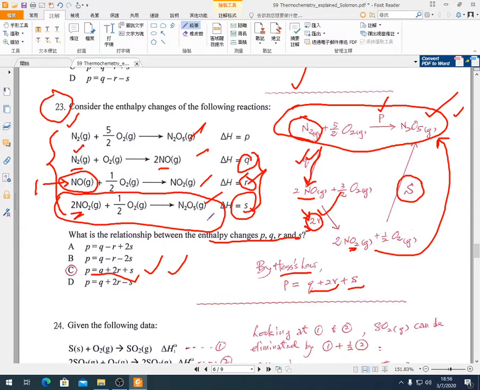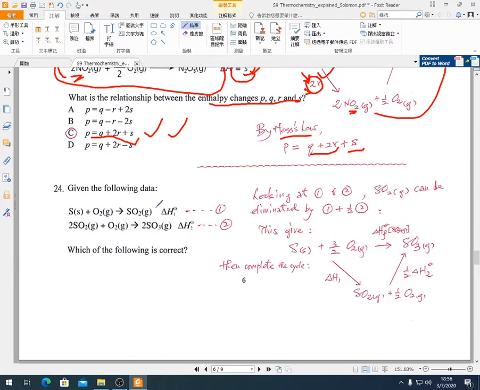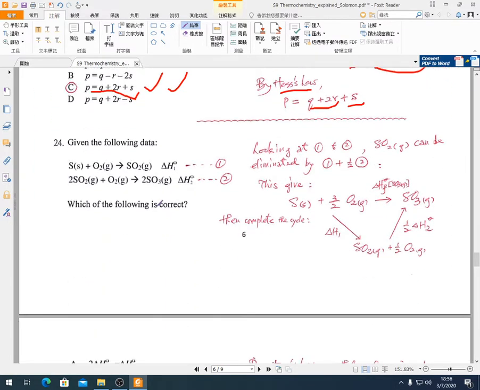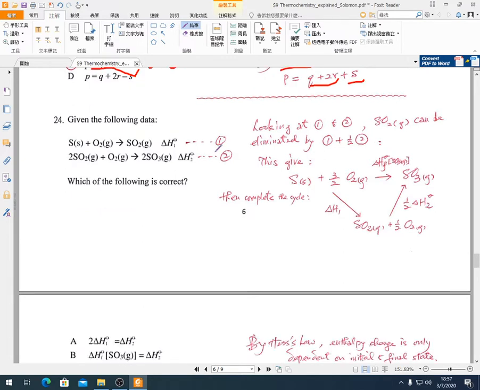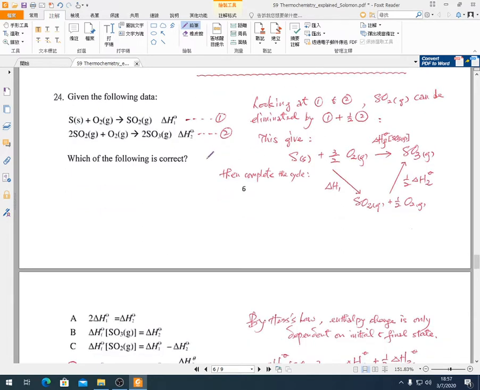Then I think you can do the DSE paper. It's roughly equal to DSE paper. The difficulty level is the same. Then we have to hurry up. I don't want to talk too much. Actually, thermochem is the most simple topic in the DSE. To me, it's very simple. Number 24.